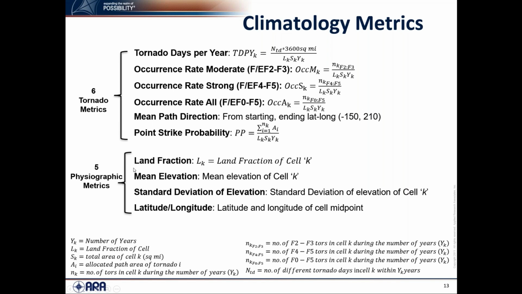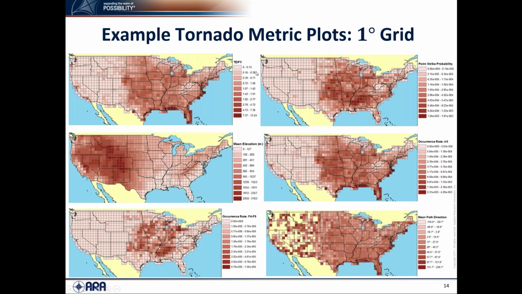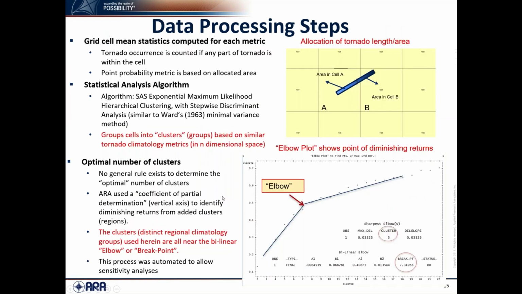And then we had several physiographic metrics, the latitude, longitude, the land fraction. Does the grid cell have a lot of water in it? Is it half over the Great Lakes or not? Whatever, something like that. The mean elevation, the standard deviation elevation is more like a roughness issue. And so this is just what some of these things look like. TDPY, tornado days per year. This is what this looks like on a 1-degree grid, point strike probability. And so we can see different heat maps for some of these different parameters, right? And the idea being then is, as we're going to go into a cluster analysis on these grid cells, and then we're going to look at how do these clusters break down and merge together to form these different regions.